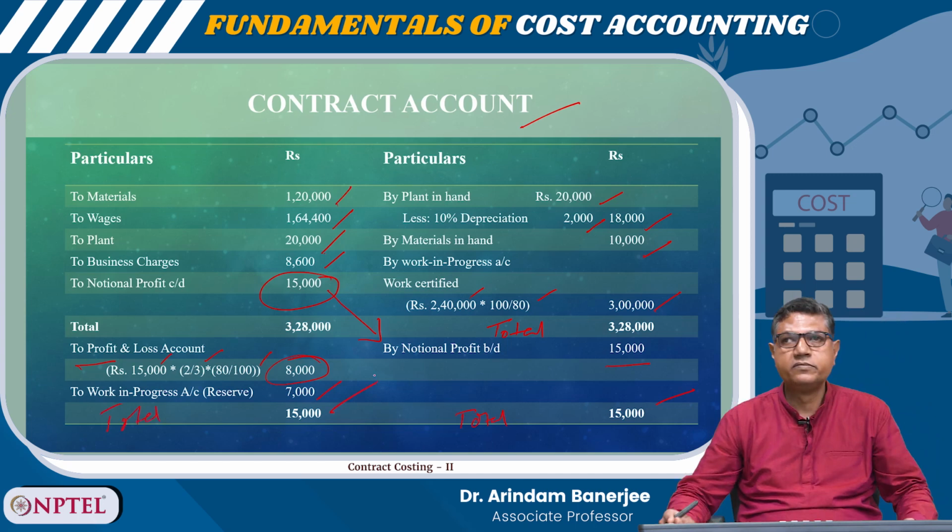This 2,43,000 I am transferring here, out of which 72,900 is going to the profit and loss account, and the balance 1,70,100 will go to the work in progress account. So this is my total, right? So this is how I can construct the contract account for the given values. Thank you.